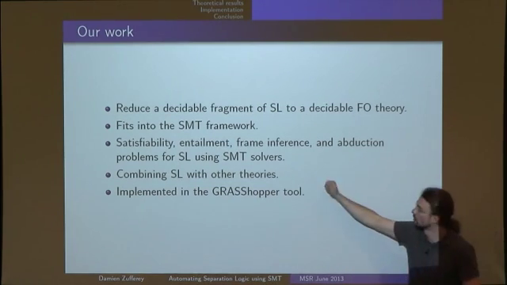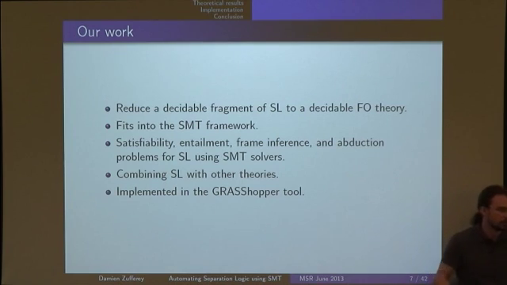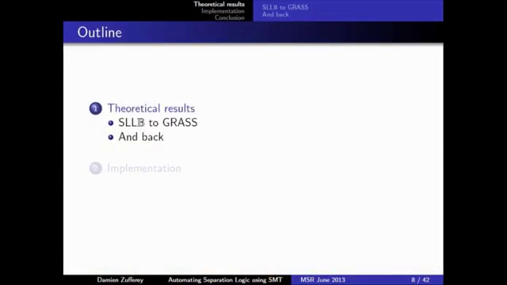I mean first order provers, and then we will also be able to fit this decidable first order theory that I will show later into the Nelson Oppen framework and combine it with other theories. And finally, at the end, I will speak a little bit of the implementation in the Grasshopper tool. Okay. So first we'll just go over the translation and then the second part, the implementation.